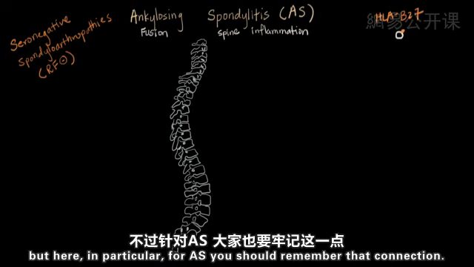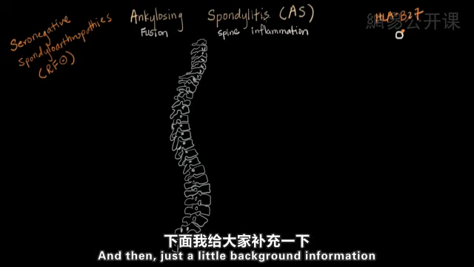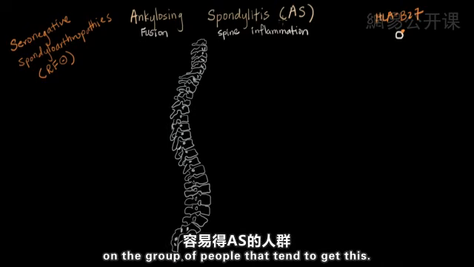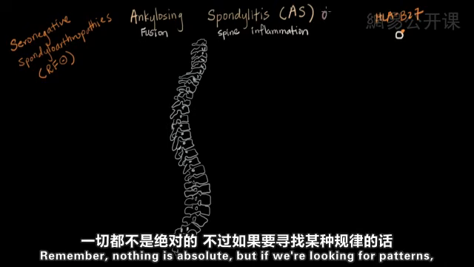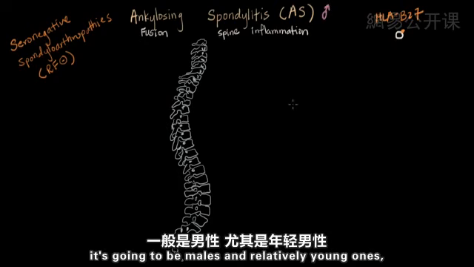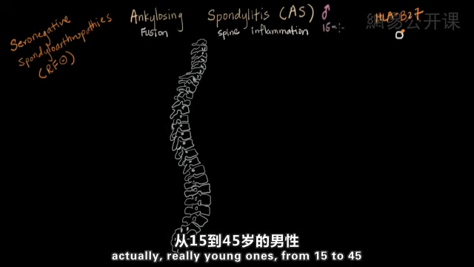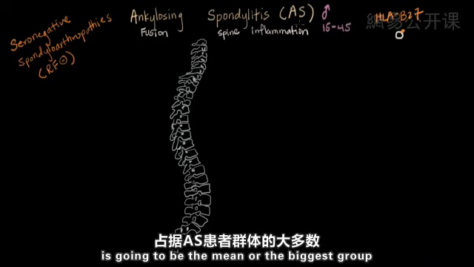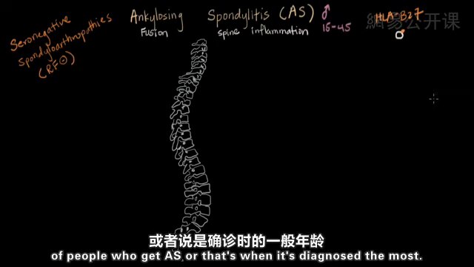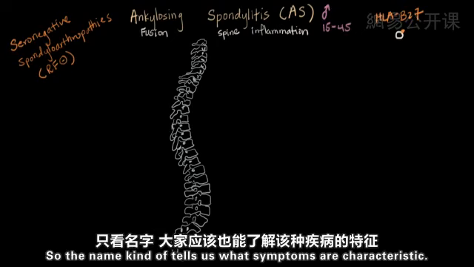that connection. And then just a little background information on the group of people that tend to get this. Remember, nothing is absolute, but if we're looking for patterns, it's going to be males and relatively young ones, actually really young ones, from 15 to 45. It's going to be the biggest group of people who get AS, or that's when it's diagnosed the most.